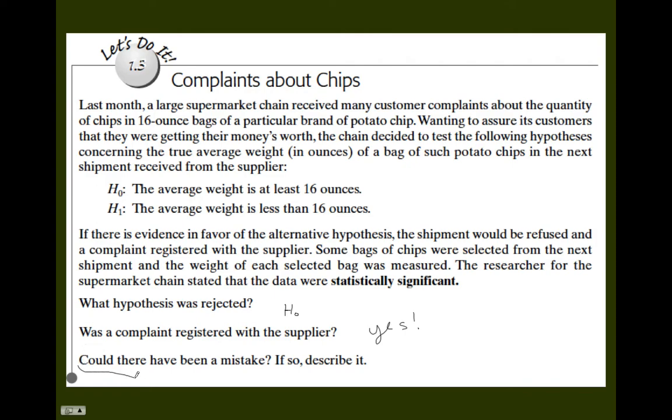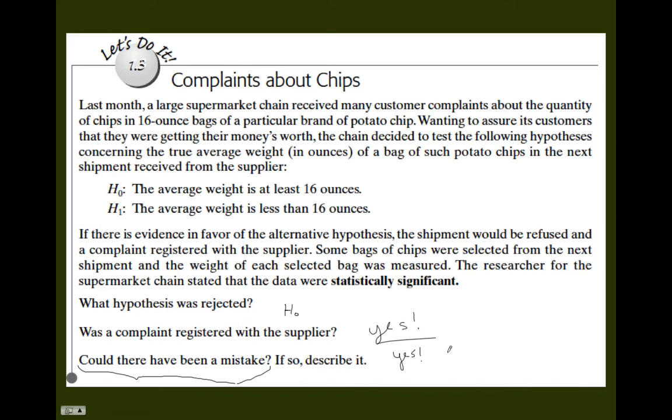This is a key question in statistics. Could there have been a mistake? And the answer here is yes. Yes, there could have been a mistake. And if so, we're asked to describe it. Well, here's how the mistake could have been made.